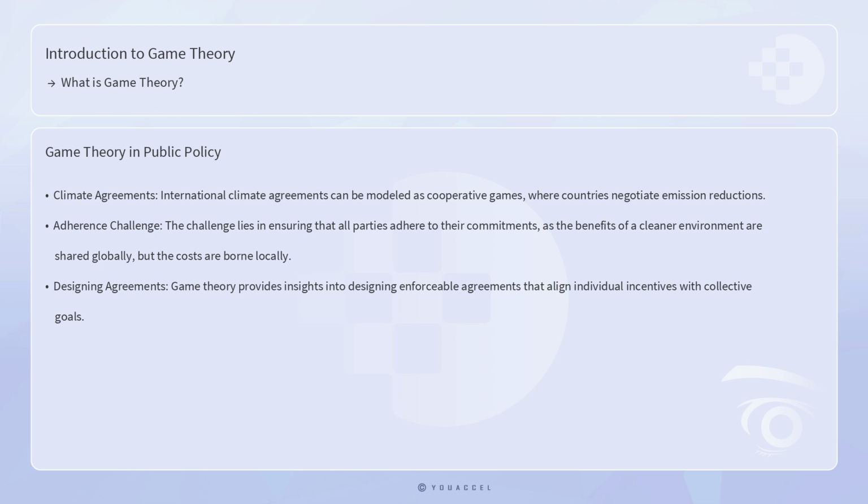In the realm of public policy, game theory informs strategies to tackle issues like climate change and public health. International climate agreements can be modeled as cooperative games where countries negotiate emission reductions. The challenge lies in ensuring that all parties adhere to their commitments, as the benefits of a cleaner environment are shared globally, but the costs are borne locally. Game theory provides insights into designing enforceable agreements that align individual incentives with collective goals.